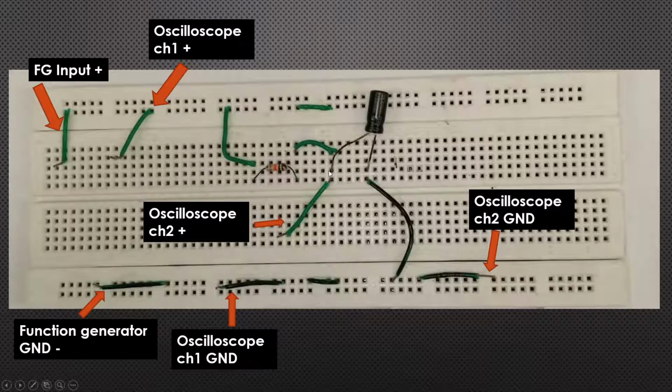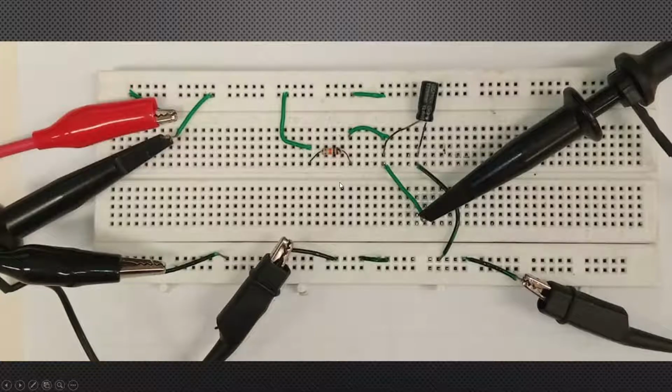So we have to find the charging and discharging of the capacitor. So we have to connect oscilloscope channel 2 to this point. I have connected each and everything, as you can see.